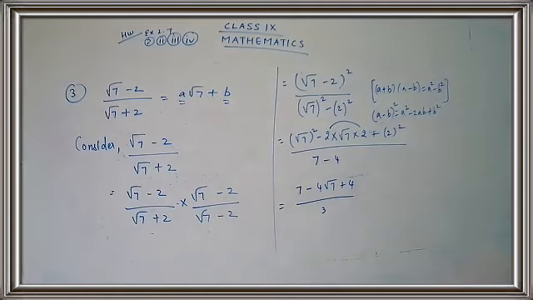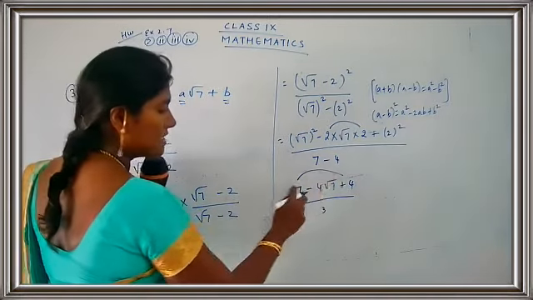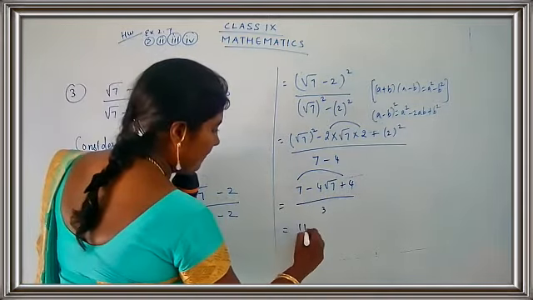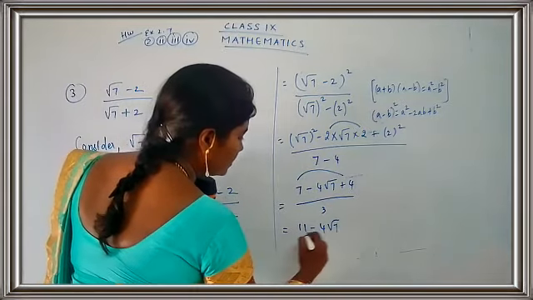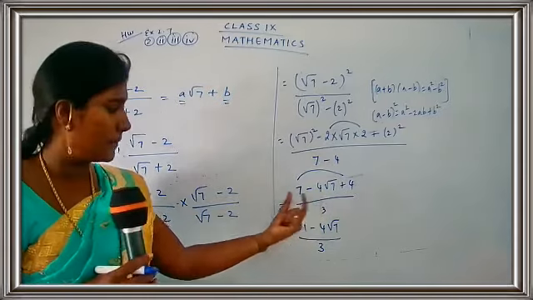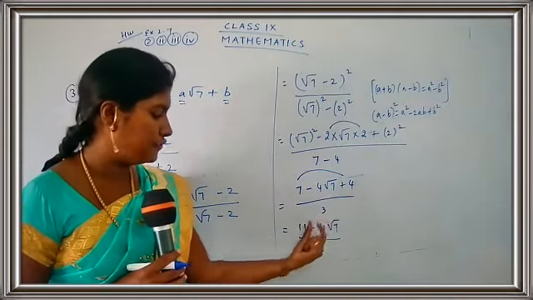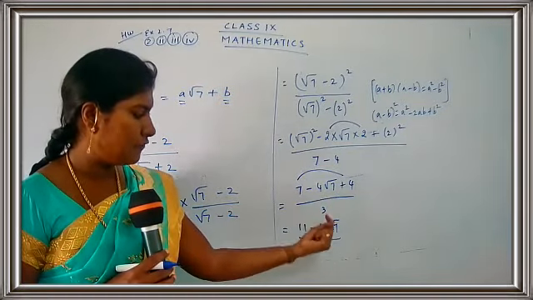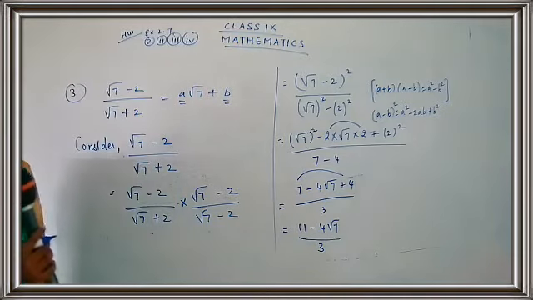So what do you get here? 7 minus 4 root 7 plus 4 upon 3. Now I'm just going to add the numbers over here. So what are the numbers here we can add? 7 plus 4. What is 7 plus 4? It's 11 minus 4 root 7 upon 3. Just adding the numbers part and keeping the surd separately. So 7 plus 4 gives you 11 minus 4 root 7 upon 3. So this is the answer.